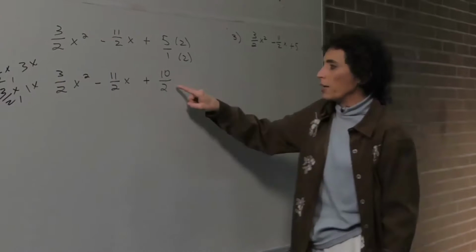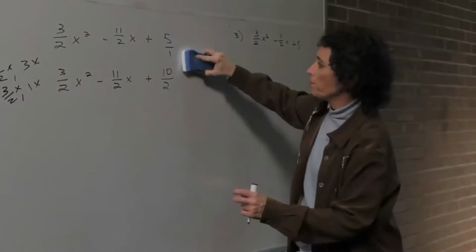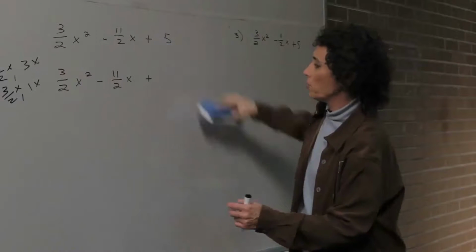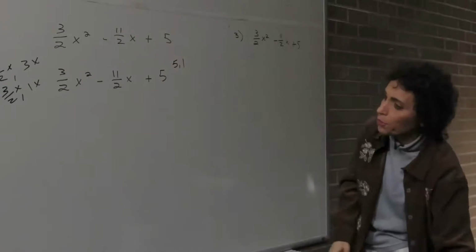Now, we have to factor 10 over 2. You want to know the truth? I don't think that it really is easier. Let's keep that 5. Sorry, guys. Don't worry about it. 5. 5 is just 5 and 1. Now we're going to attempt to do this.